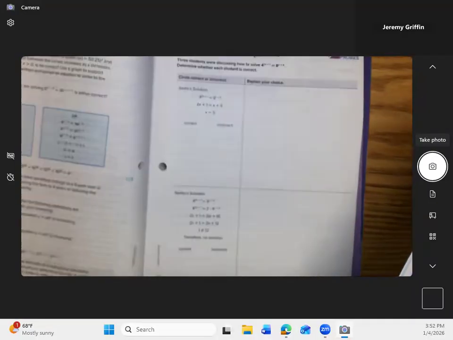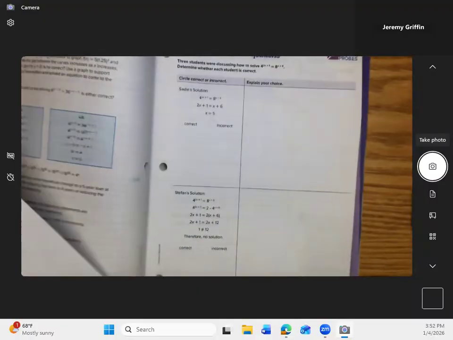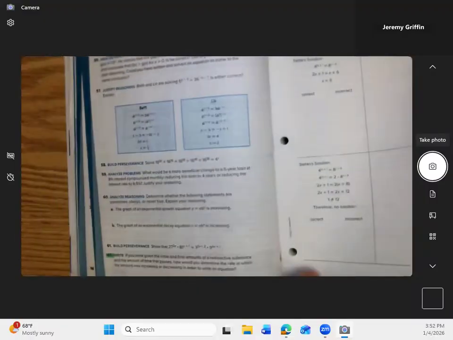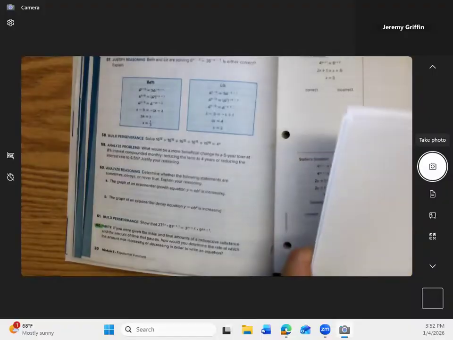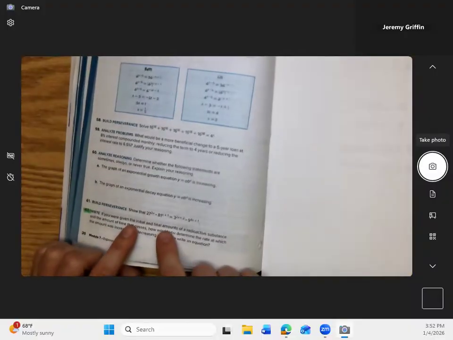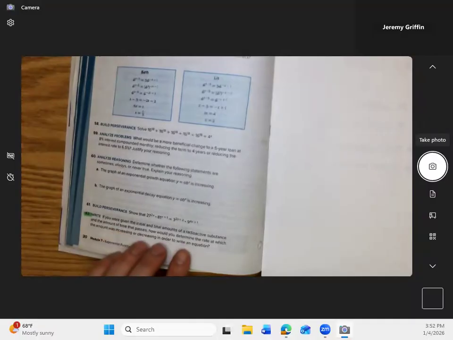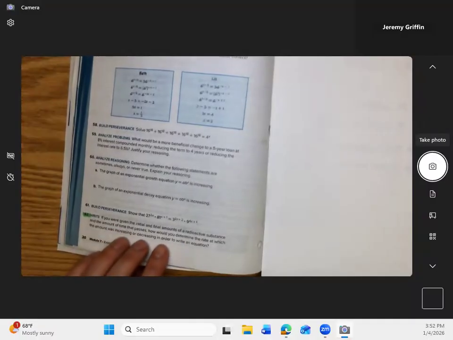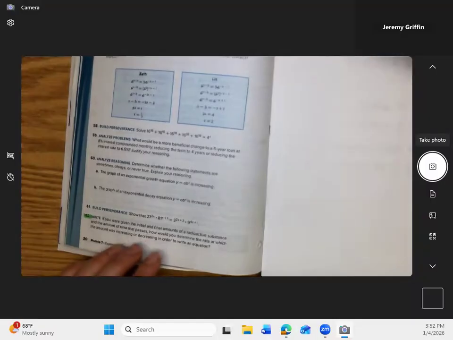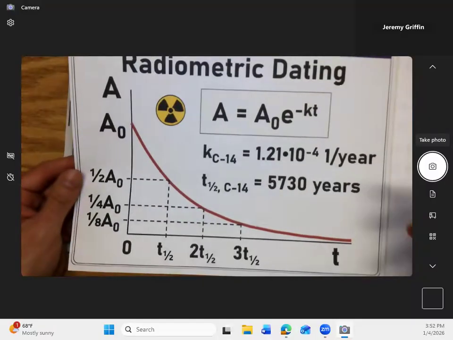Right? Oh, I got one more for you guys. One more. Take a look here. 62. If you were given the initial and final amounts of a radioactive substance and the amount of time that passes, how could you determine the rate at which it was increasing or decreasing and write an equation from this? Okay. That gets to what this is.